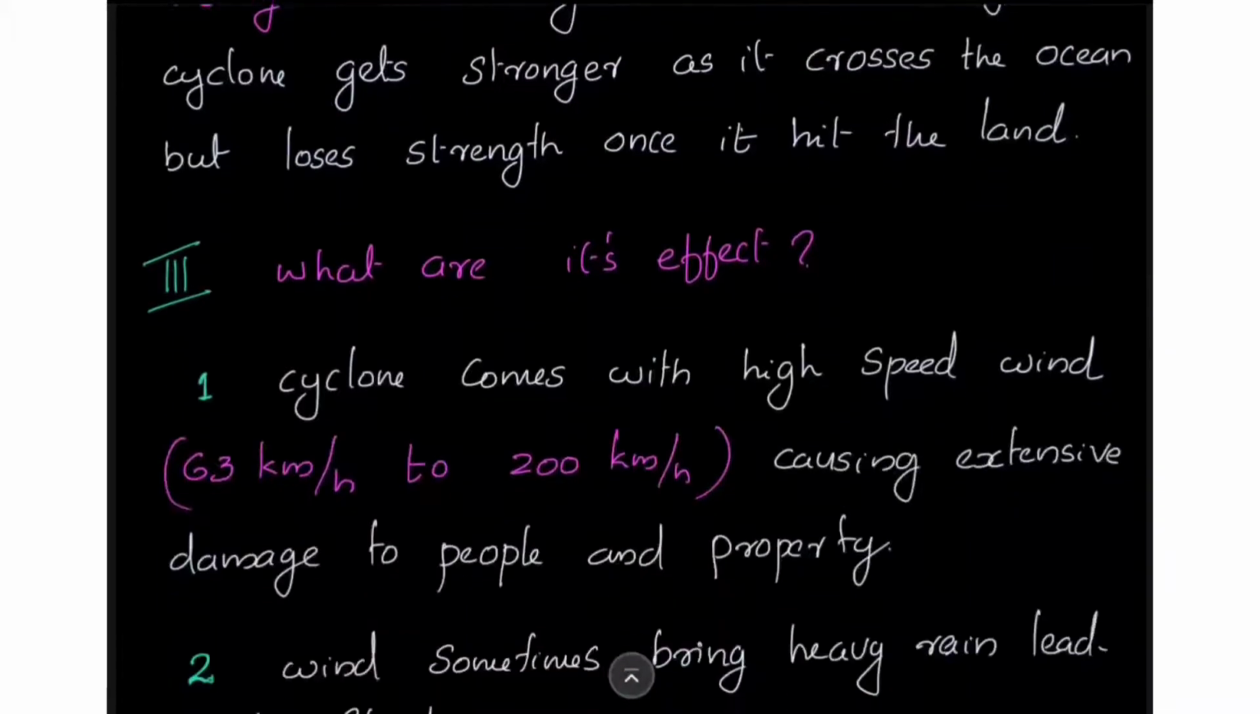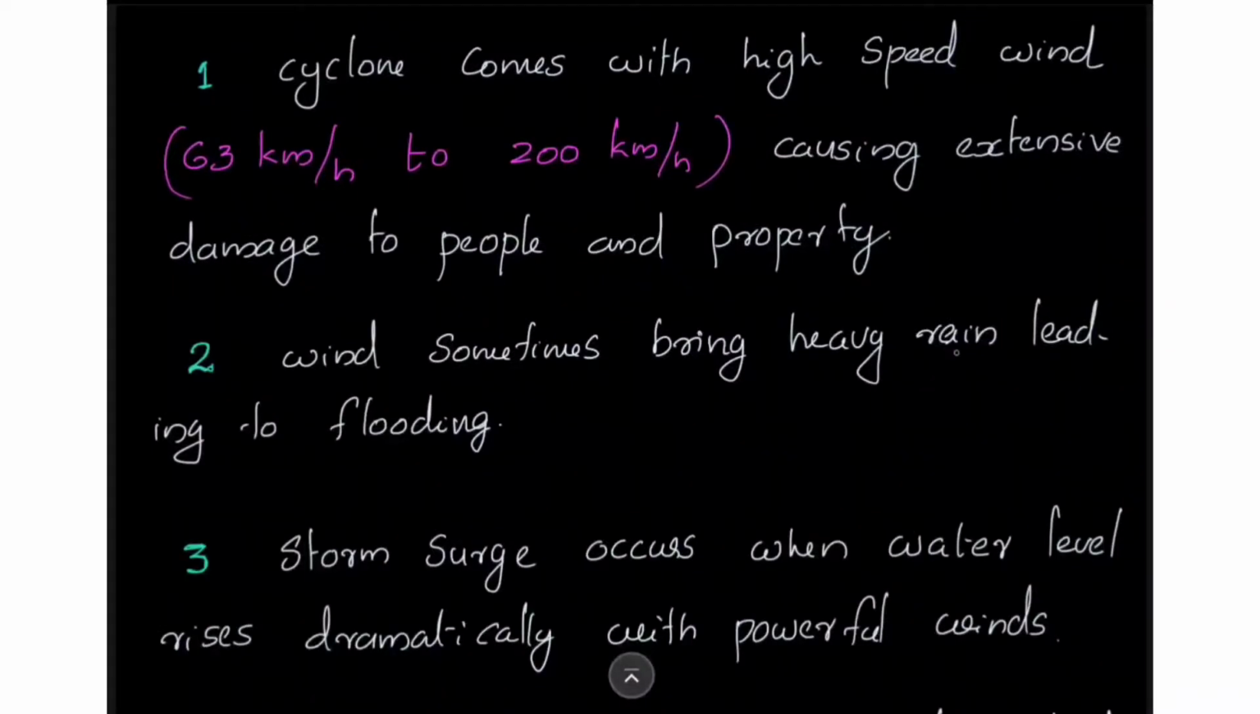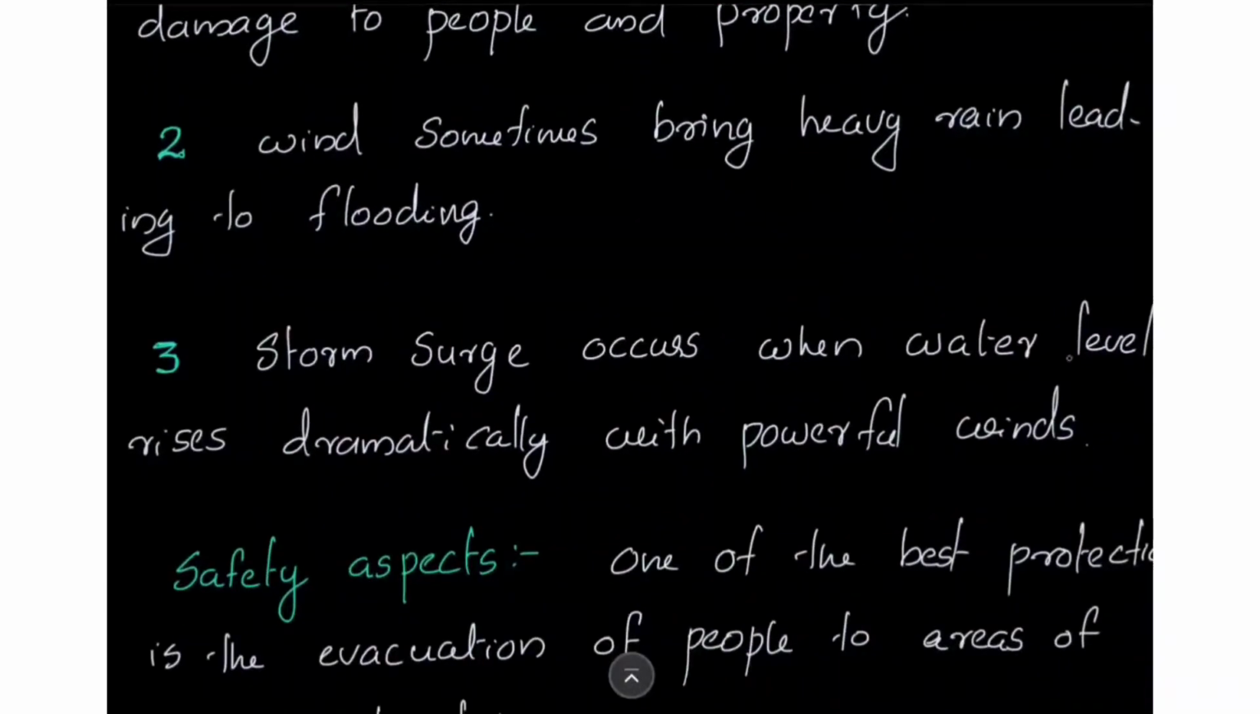And how does it affect, that is, what are its effects? There are three effects shown here. The cyclone comes with higher speed, that is, its speed may be 63 km per hour to 200 km per hour, causing extensive damage to people and their properties. The wind sometimes brings heavy rain that leads to flooding. And storm surge occurs when the water level rises dramatically with powerful winds.